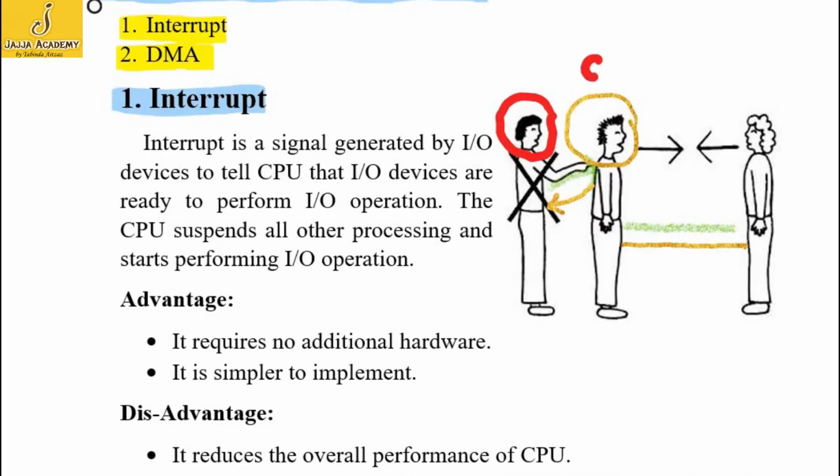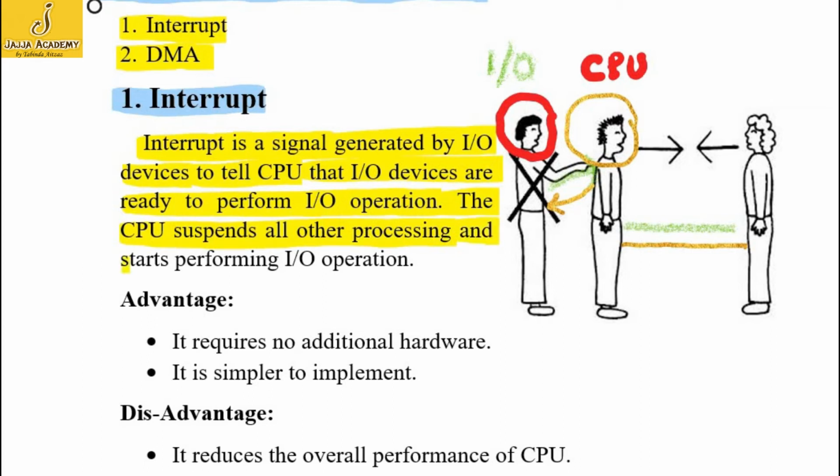Suppose this is the CPU and this is an I/O device. So an interrupt is a signal generated by the I/O device to tell the CPU that the I/O device is ready to perform an I/O operation. Now the CPU suspends all other processing and starts performing the I/O operation. This data transfer scheme has some advantages and disadvantages. The advantage of this scheme is that it requires no additional hardware and it is simpler to implement.